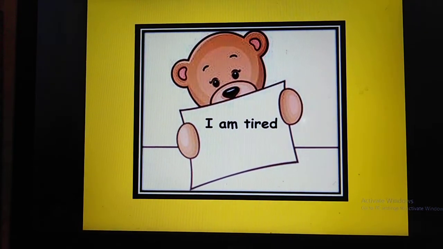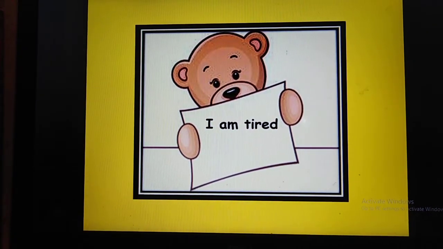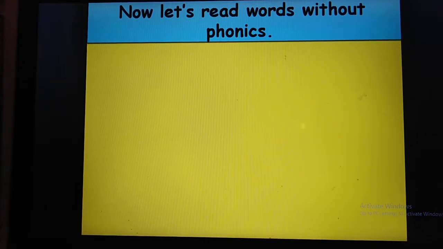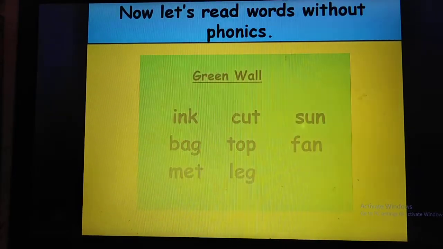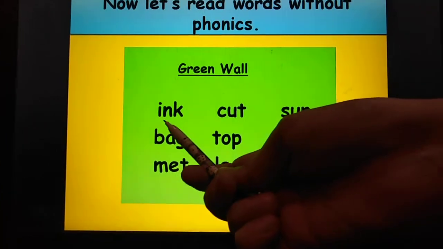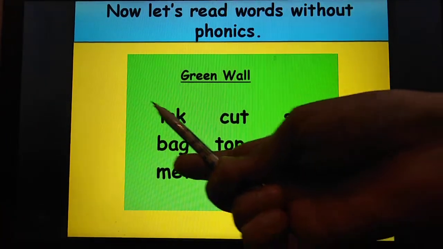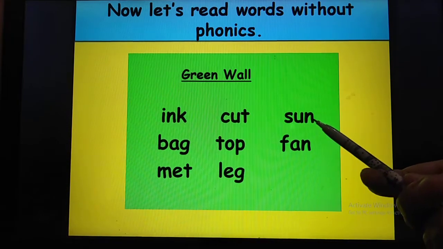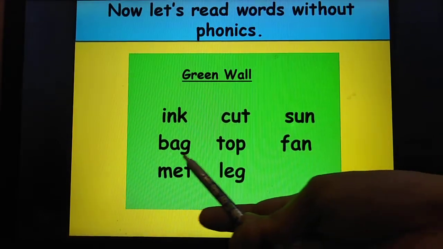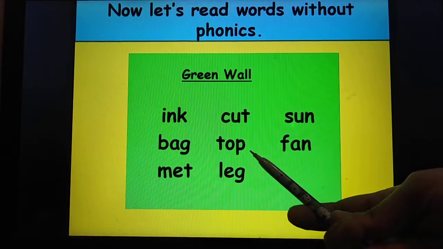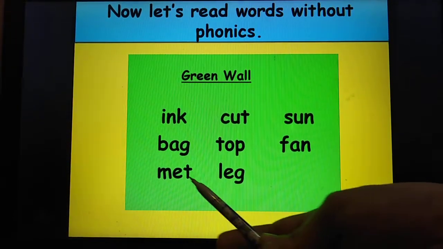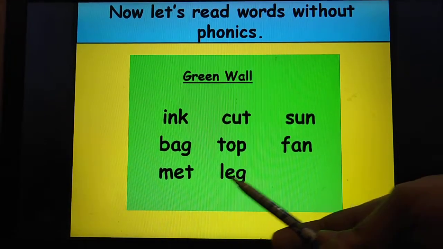Oh my goodness. After blending and reading so many words, the frog got tired. And it is going to take a nap now. Now, when Fred is not here with us, we are going to read the words without phonics. Yes. So, let's read together. Ink. Cut. Sun. Bag. Top. Fan. Mat. Leg.